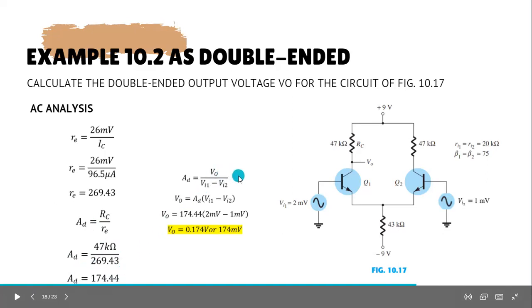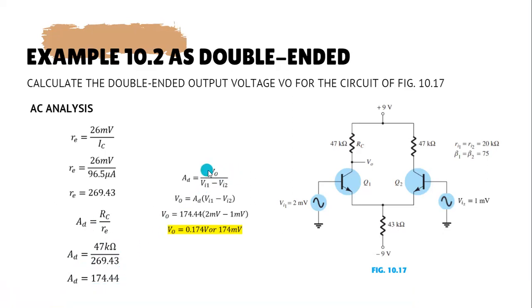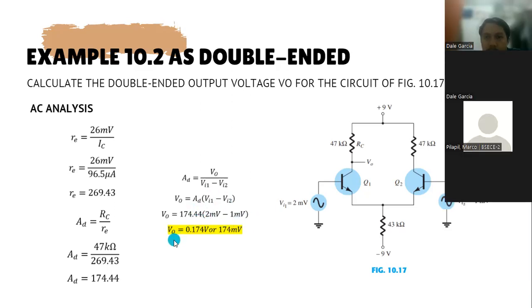To get the double-ended output voltage, once again, I have to use the differential gain formula. So output voltage is equal to differential voltage gain times the difference of the two inputs. So you have 174.44 times 1 millivolt. And the double-ended output voltage is now equal to 0.174 volts or 174 millivolts.